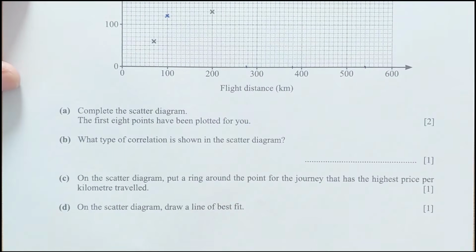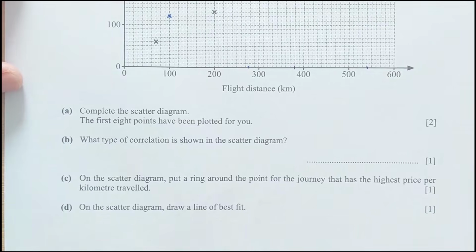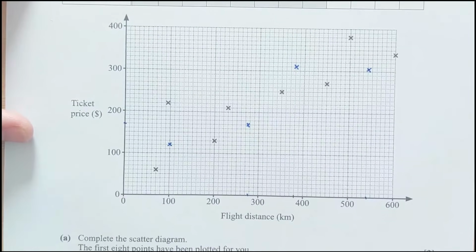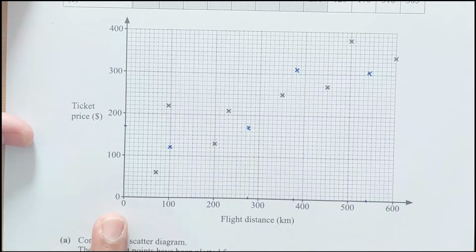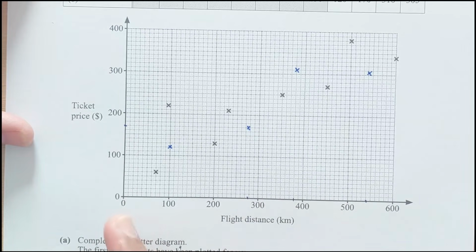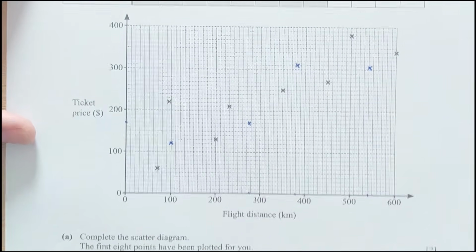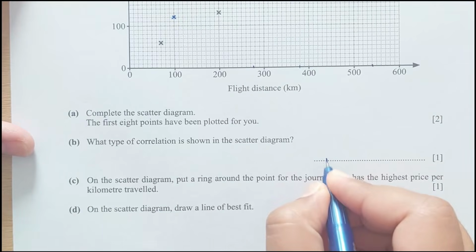Now for part B, what type of correlation is shown in the scatter diagram? As we can see, when the flight distance increases, the ticket price also increases. So it is a positive correlation.